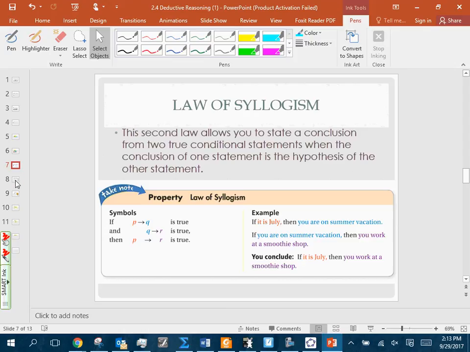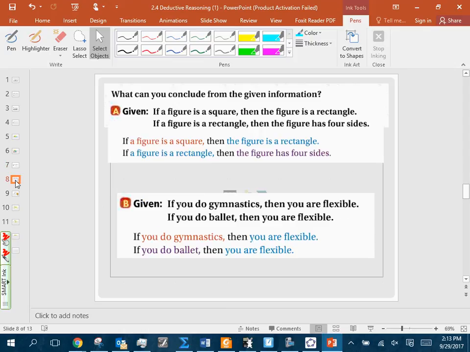So, let's go through an example that shows us matching these things up. It says, if a figure is a square, then a figure is a rectangle. And if a figure is a rectangle, then the figure has four sides. Those are both true if-then statements. What you want to do when you see law of syllogism is, I read the first conditional statement, and I highlight the conclusion of the first one, and then I highlight the hypothesis of the second one. And I ask myself, do those two things match? Yes.